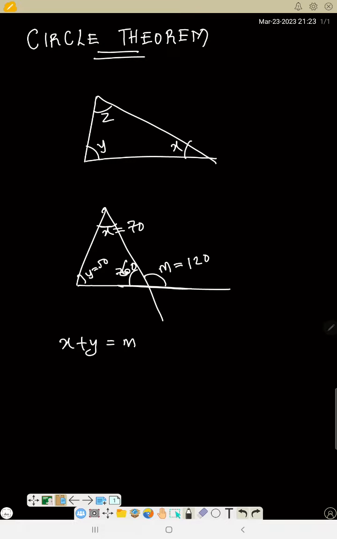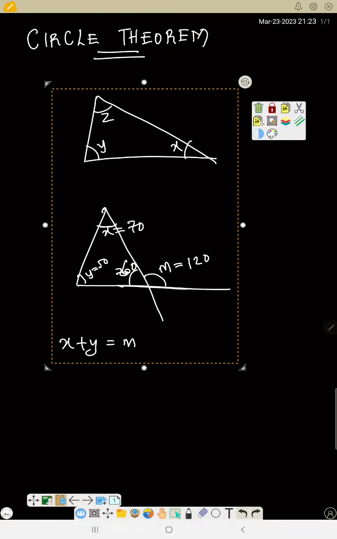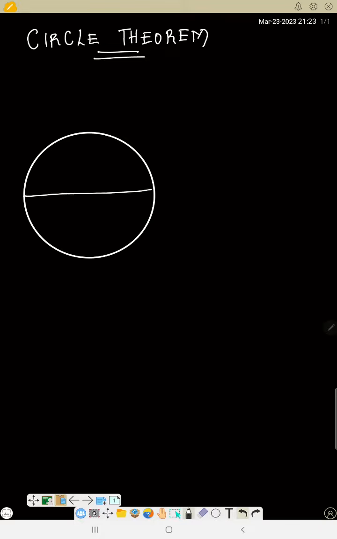Now another thing you need to know here in circle is, if you have a circle, we already know that this will be the diameter. Any straight line that passes through the center is a diameter. And that is also a chord. Diameter is the longest chord. Any other line you see here is a chord.